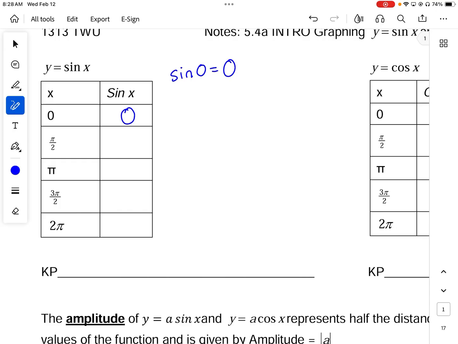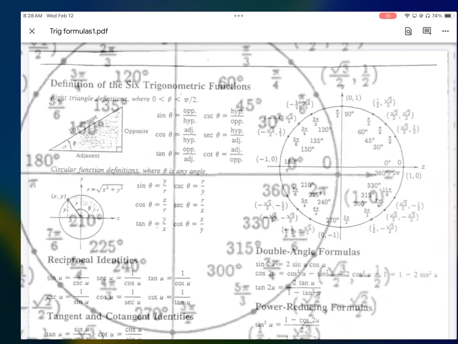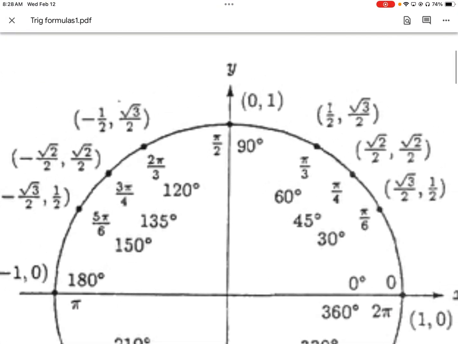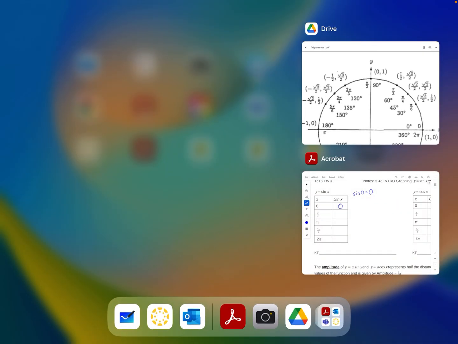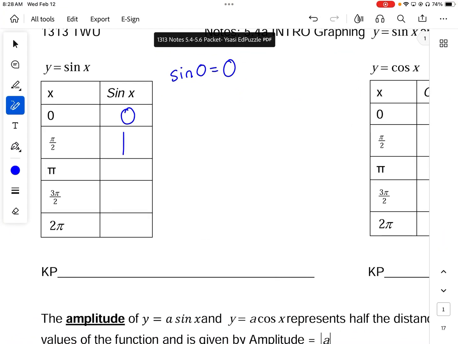Sine of pi over 2. So now we go on our chart, the unit circle, go to pi over 2 and figure out what y is. So pi over 2 is the 90-degree angle, so sine is y. So y is 1. Okay, now look at pi. So sine of pi, so go over to the 180 degree. What is the y value there? 0.